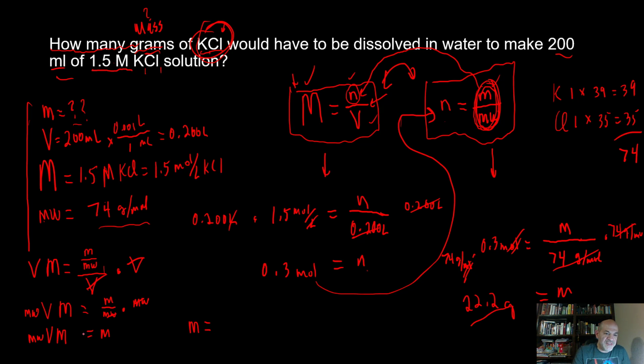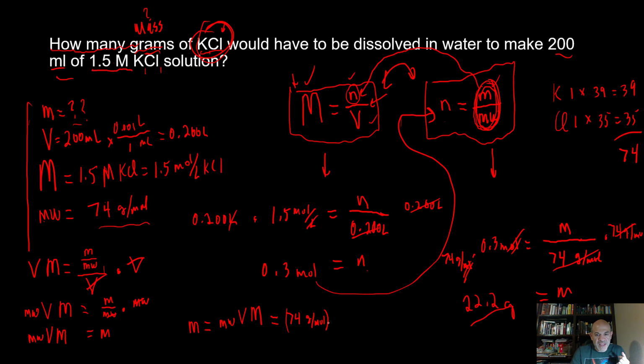So mass is going to be equal to the molecular weight times the volume of the solution we want to make times the molarity of the solution we want to make. Let's substitute in. Remember, we have to know the molecular weight for the substance, right? That's important. So this is going to be 74, we have to figure that out with the periodic table, grams per mole.